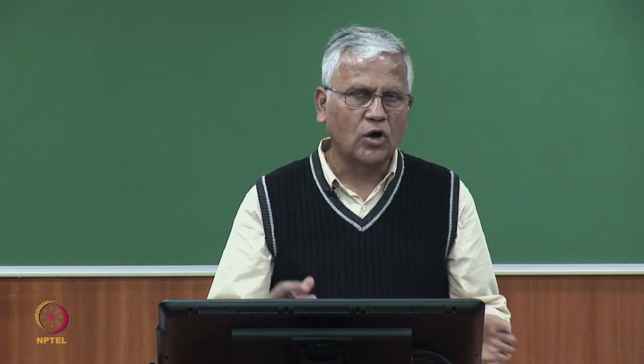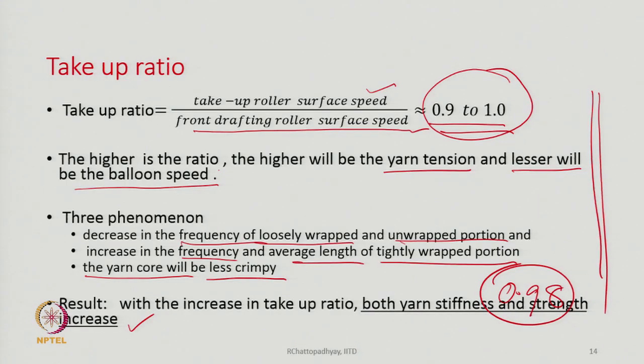So, some slackness we keep by keeping a draw less than 1, but too much slackness is also not good. So, an optimum value is somehow maintained by choosing the right take up ratio. It will also depend whether I am processing 100% cotton, polyester cotton blend or polyester viscose blend. So, depending upon the fibers being processed and the count of yarn we are going to produce, these take up ratio values are adjusted, but it remains between 0.9 to 1.